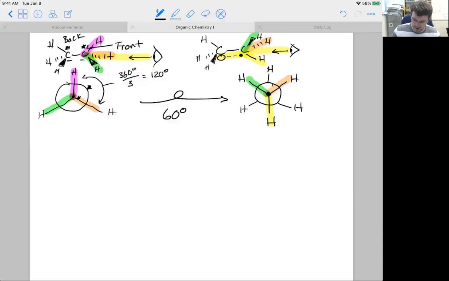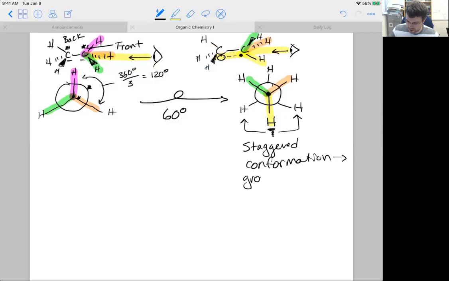We actually have a name for this particular depiction of the molecule. If you look, this hydrogen shown here is equally between the two hydrogens on the back carbon. We call this a staggered conformation. So the groups in the front sort of stagger or straddle or split the groups in the back. And again, the back is our circle carbons.